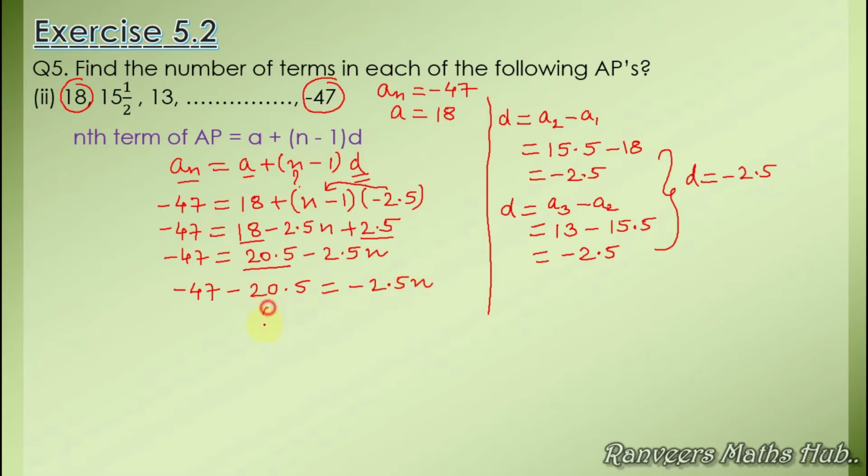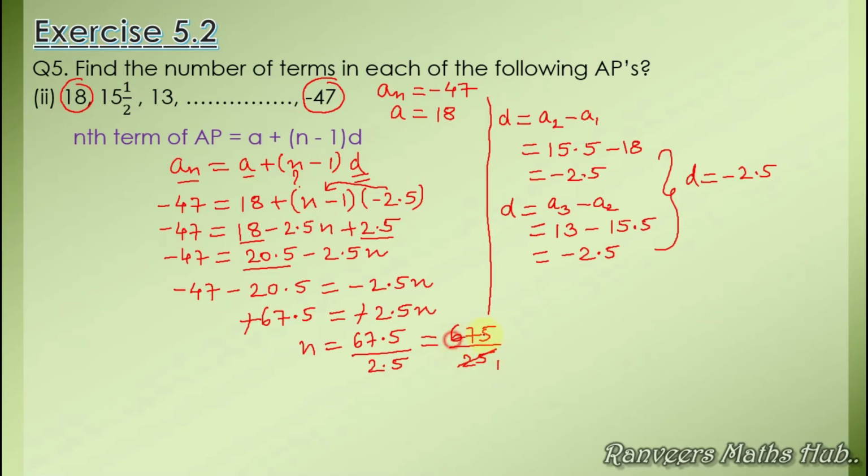So this will become 67.5 with a minus sign, which is equal to minus 2.5n. Okay, this minus minus will get cancelled on both sides. So to find the value of n, 67.5 divided by 2.5. Now you can see here, after the decimal, in the numerator also one digit is there and in the denominator also one digit is there. So what can I do? I can multiply the numerator by 10 and the denominator by 10. So after multiplying, what will it become? 675 divided by 25. Now divide it.